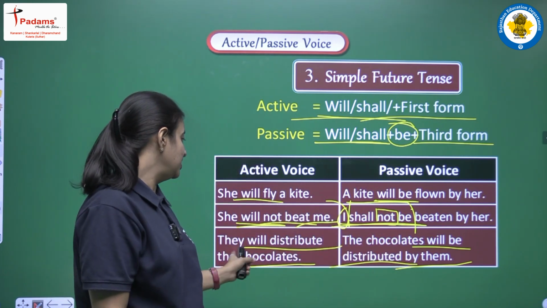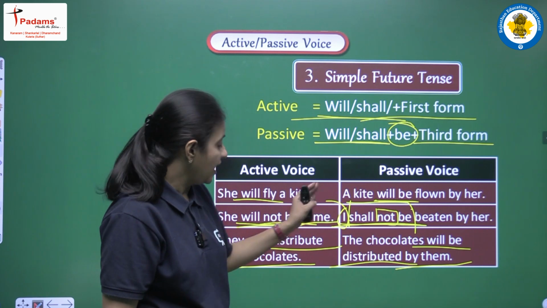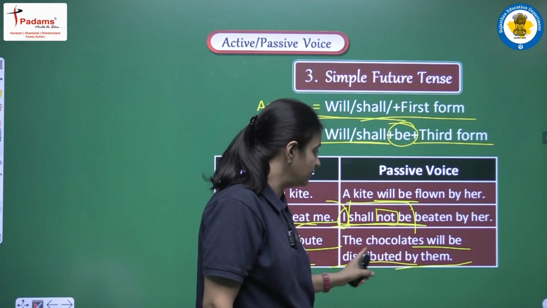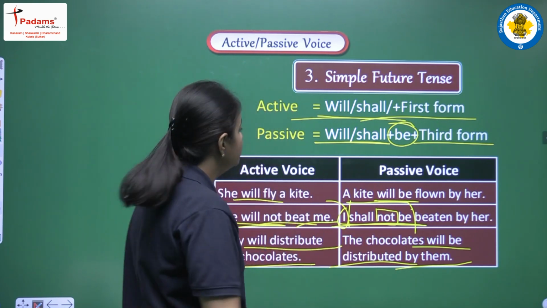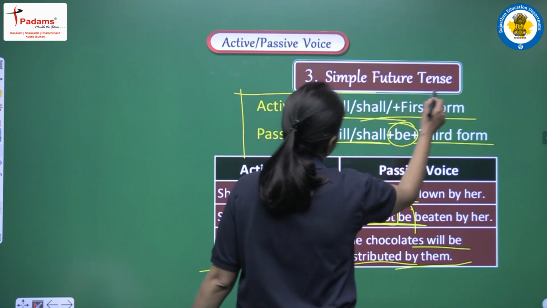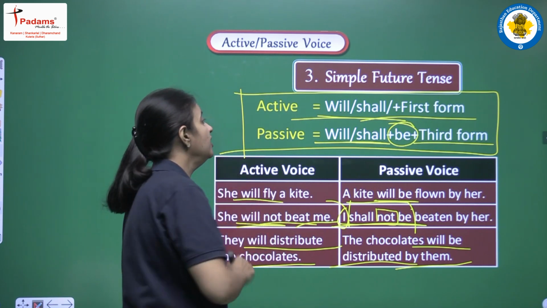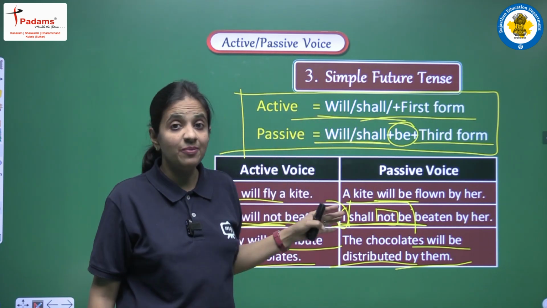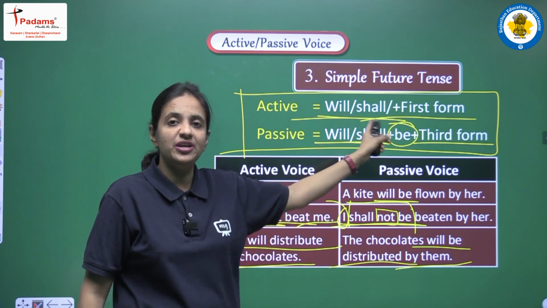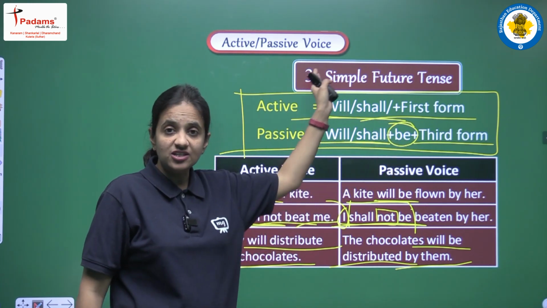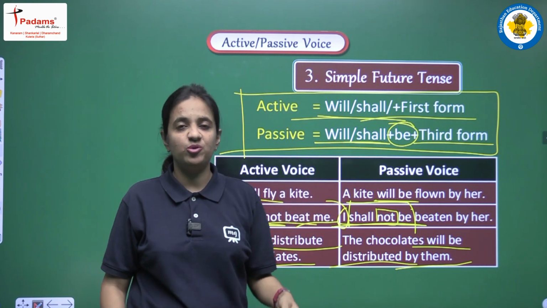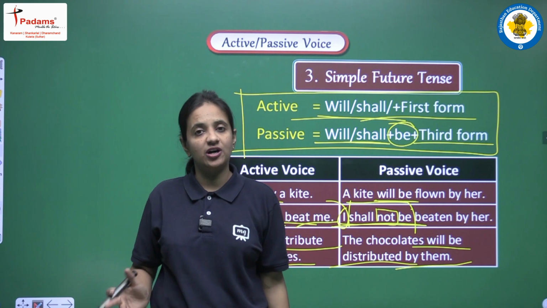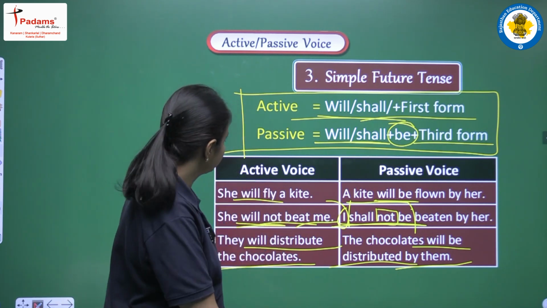So we are having they will distribute the chocolates, and here in passive voice the chocolates will be distributed by them. Okay, so students learn this thing very carefully, that if we are having will, shall, or we can say future simple tense, then in passive voice we have to add will be or shall be. So all these rules of different tenses you have to learn. According to this thing only you have to change the helping verbs in passive voice.